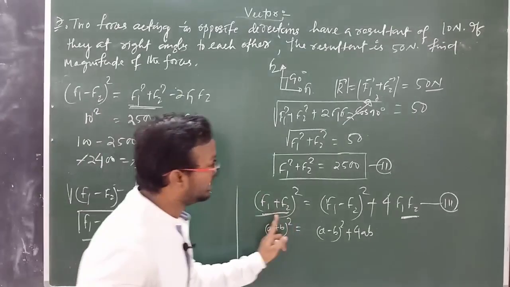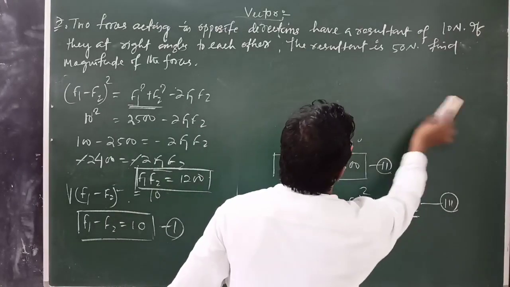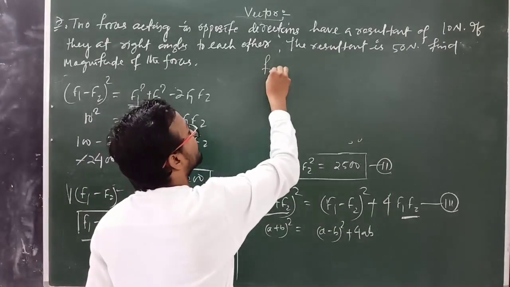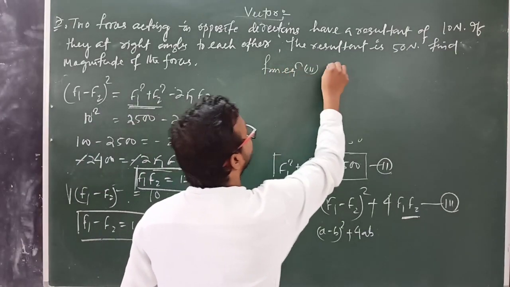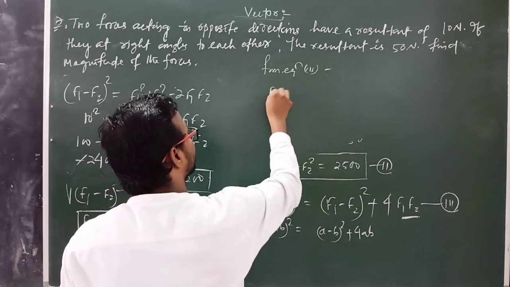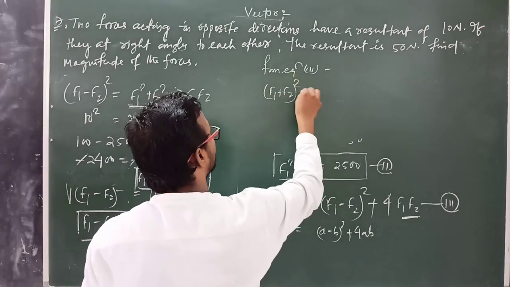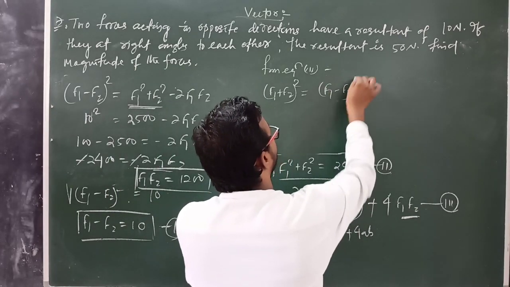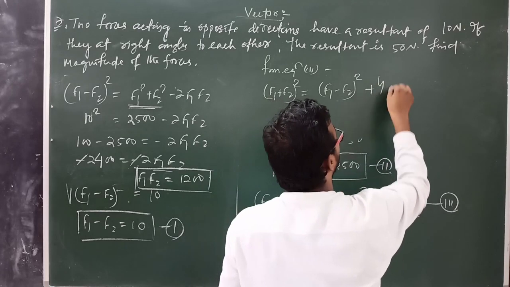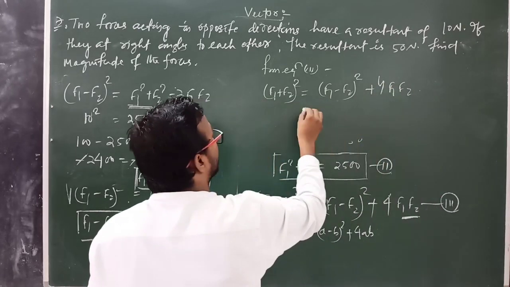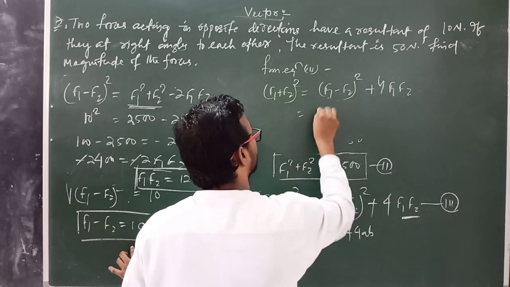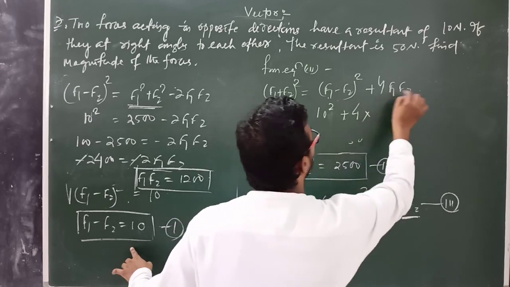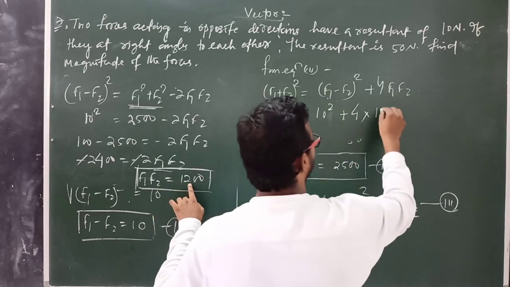Now use this value in this equation. From equation 3 we can write, F1 plus F2 whole square equals F1 minus F2 square plus 4 into F1 F2, and F1 minus F2 equals 10. So here 100, or you can write 10 square, plus 4 into F1 F2, which is 1200.